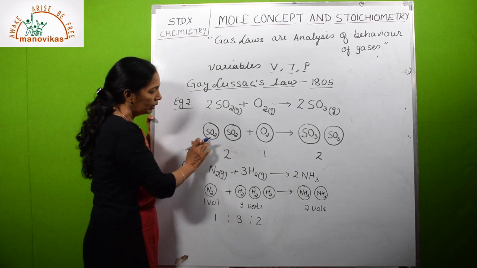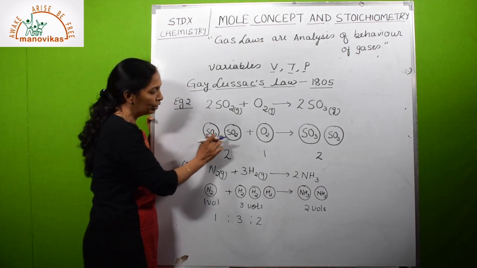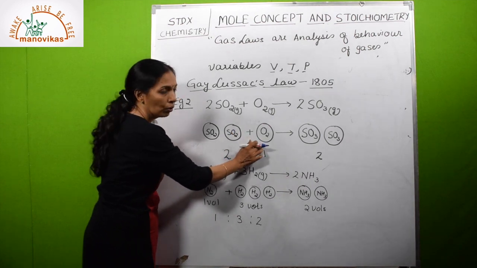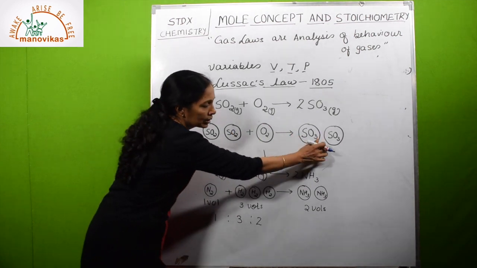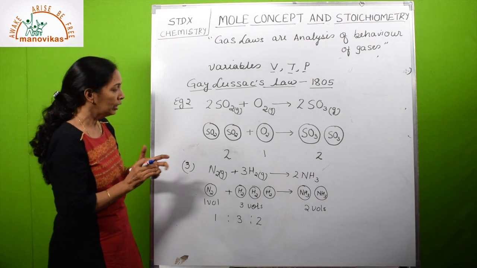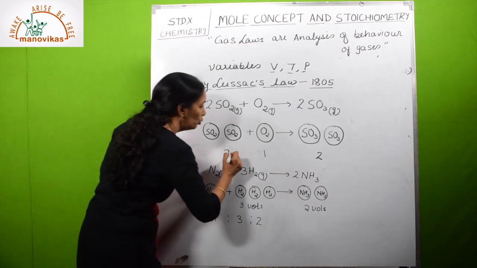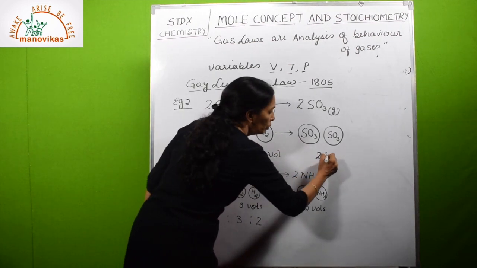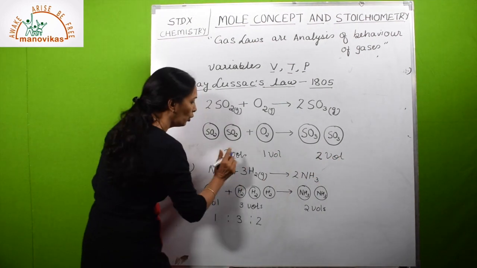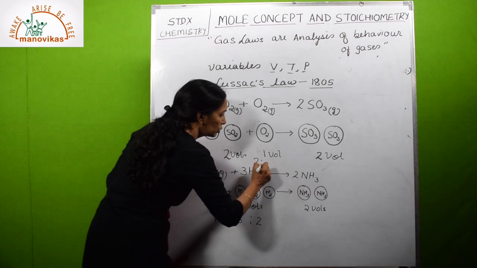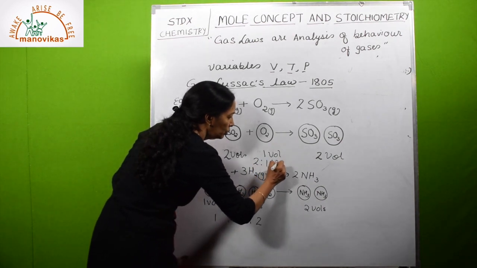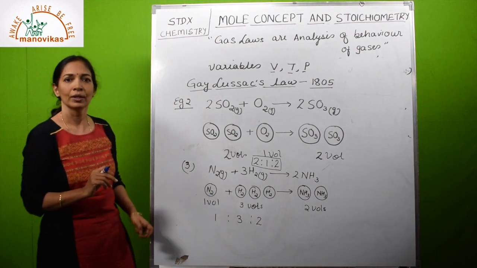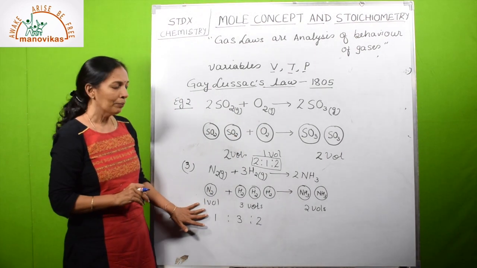2 SO2 are there, so this is 1 SO2, one molecule, another molecule. So 2 SO2, plus O2, gives 2 SO3. Now here you see how many volumes? 2 volumes, here 1 volume and here 2 volumes. So what is the ratio over here? 2 is to 1 is to 2, which is a simple whole number ratio. Got it?